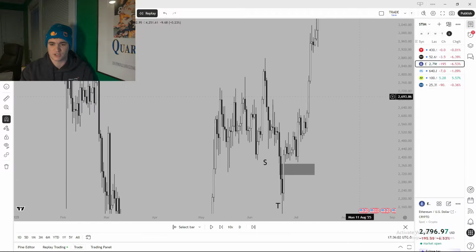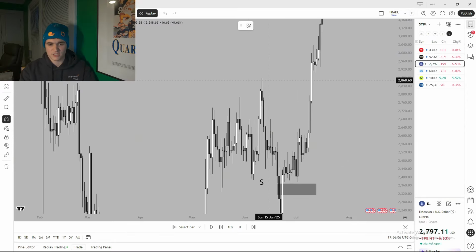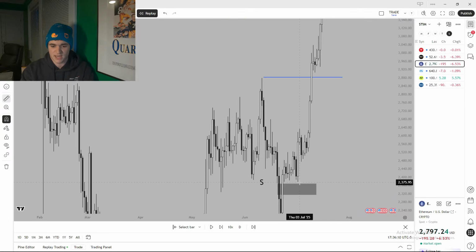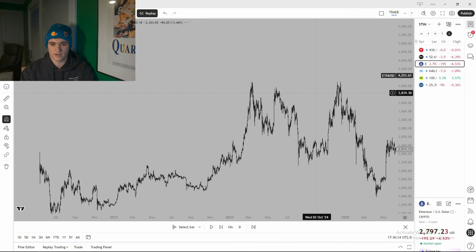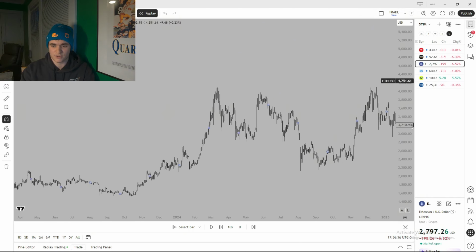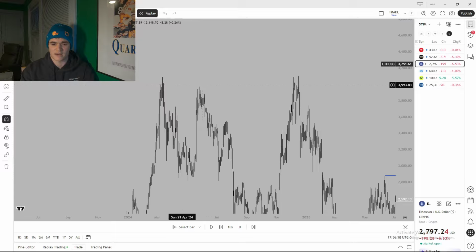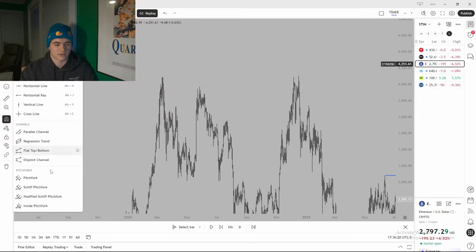Now, where does it expand to? Well, the first target would be this swing high right here, which from 2,400 was about a 25 to 30% gain, I believe. Yeah, 20% gain. And then your final target, all of these relative equal highs around 4,100. Why? Because it's a lot of liquidity built up at this area, clearly.